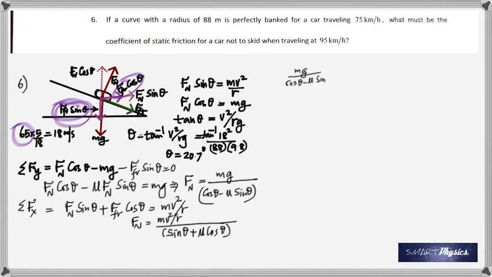Now put them equal to each other, because in the two equations you have Fn on the left hand side. So if the left hand sides are equal, then surely the right hand sides must be equal to each other. So put them equal to each other, and then some simplifications.